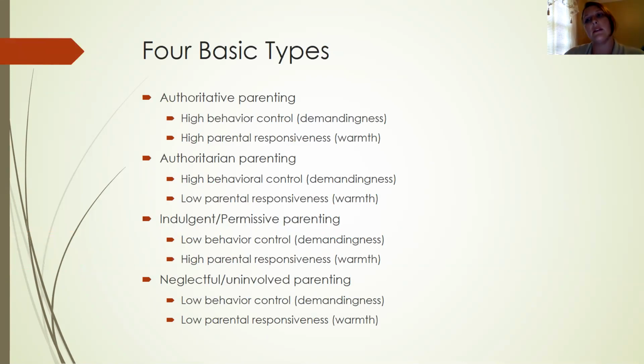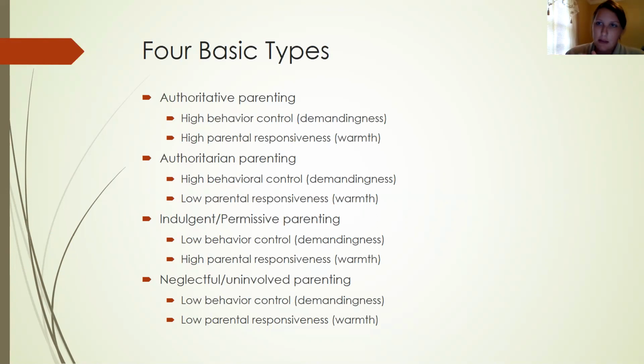So there's four basic types that we talk about in psychology. We have authoritative, authoritarian, indulgent or permissive, and neglectful or uninvolved. Many of the individual types can be categorized into one of these four major ones, but there are a lot of terms and even new parenting styles that are becoming more popular. But they all generally fit into these basic categories.